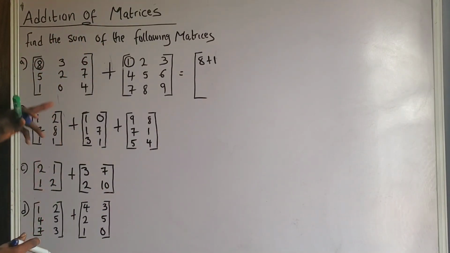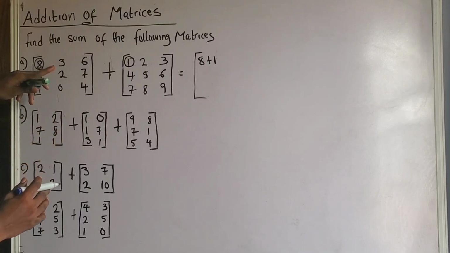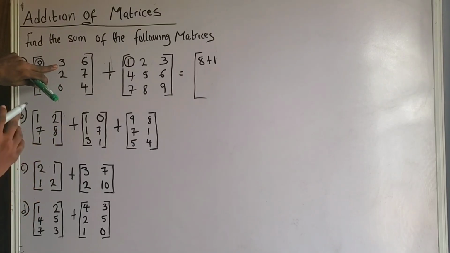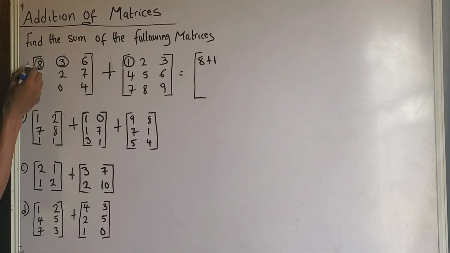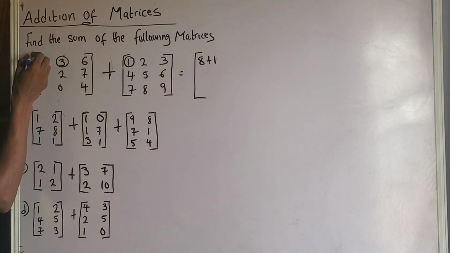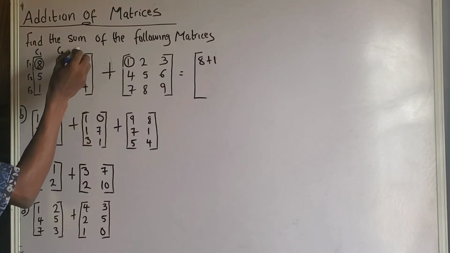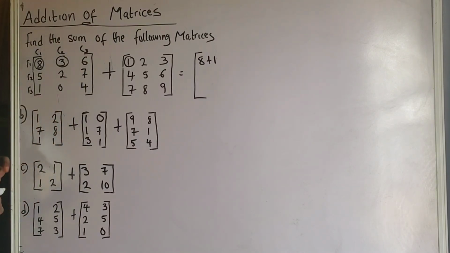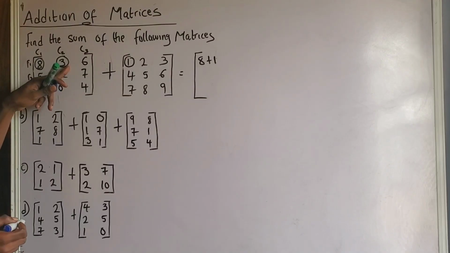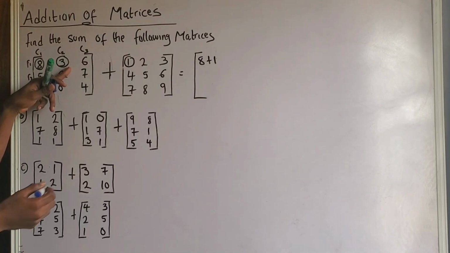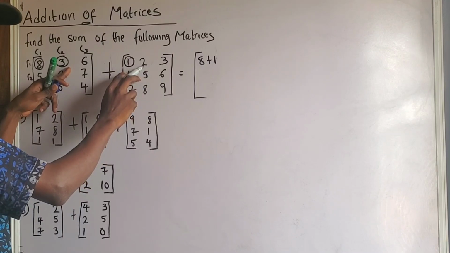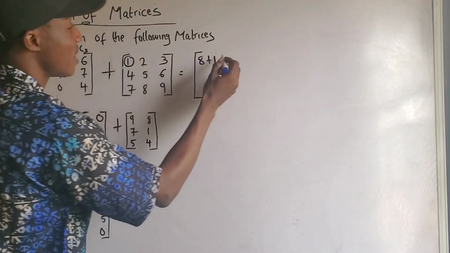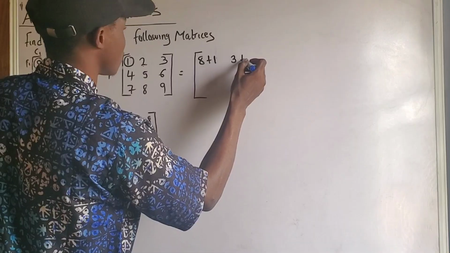Now let us progress to the next number, which is 3. This 3 is in row 1, column 2. This is row 1, this is row 2, and this is row 3. This is column 1, this is column 2, and this is column 3. The corresponding element for 3 is 2, because 2 is also in row 1, column 2 in the second matrix. So I'm going to have here 3 plus 2.